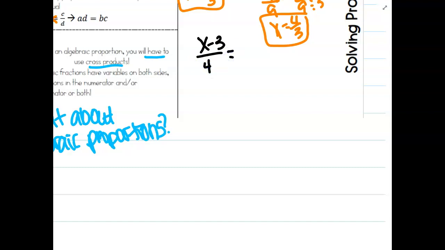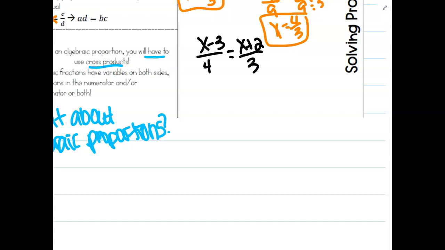Okay? So an example of an algebraic proportion might be x minus 3 over 4 equals x plus 2 over 3. So you can kind of see by looking at this, if you were going to do the multiplication property, which x are you supposed to solve for? Right, you multiply by 4 or 3, right? You can't do the multiplication property, so instead, you have to do cross products.